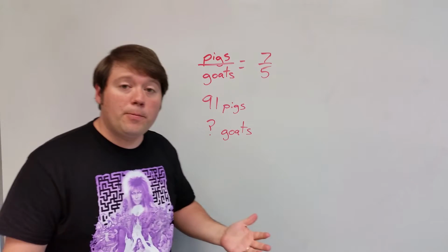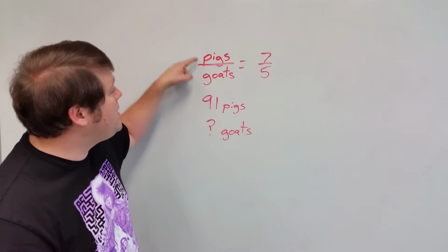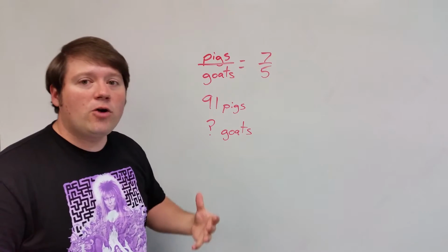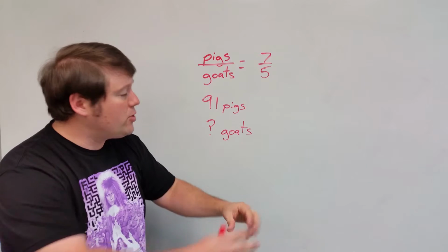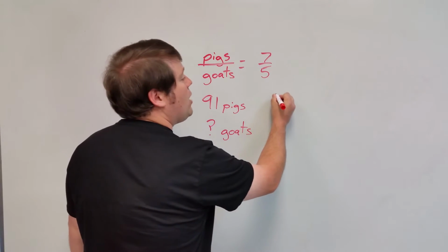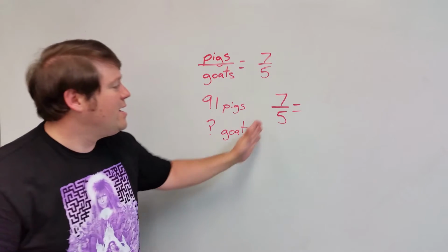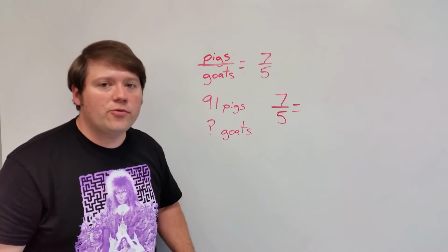And so we're going to set up a proportion. We already know what our ratios are going to be. They're both going to be pigs to goats. And we already know what our boiled down number is, the actual ratio, pigs to goats is 7 to 5. So I'll write that as the first part of my proportion. And I'll say that it's equal to another ratio.